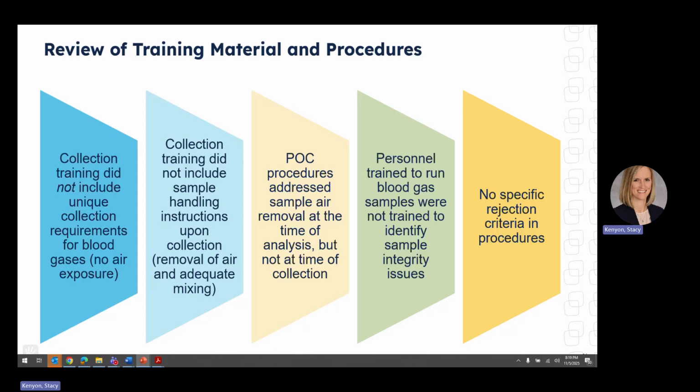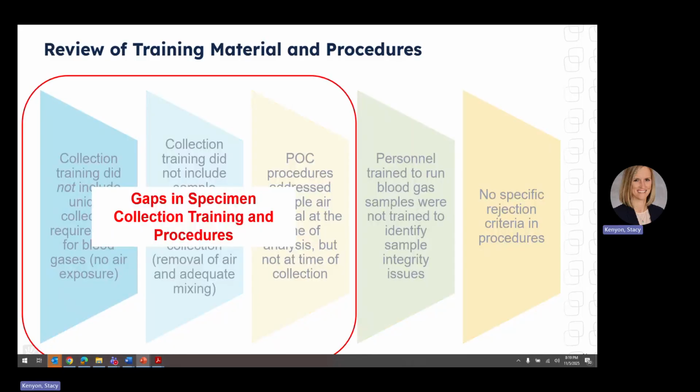We also found that personnel trained to run blood gas specimens, whether it was in the lab or at the point of care, were actually not trained to identify sample integrity issues. And then finally, we also found that there were no formal specimen rejection criteria that anyone was trained on or in the procedures. So we ultimately identified, as you can see on this slide, that there were multiple areas that were inadequate, but based on the issue being pre-analytical, that air contamination issue, and the gaps in the specimen collection training and procedures, this is where we really decided to focus our efforts.